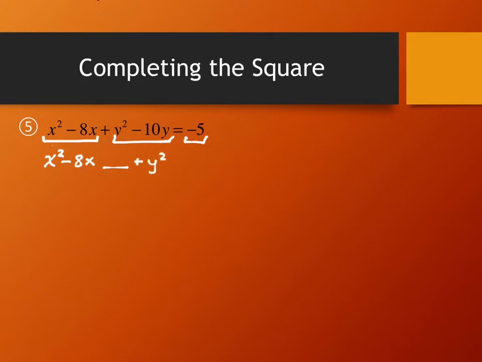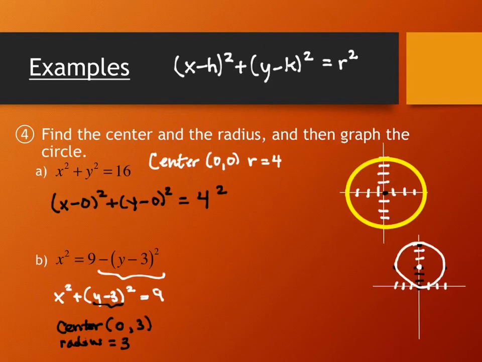And then I have y squared minus 10y. Again, I'm going to leave a blank spot. And I've got equals negative 5 on the right. Now, completing the square is the process by which we're able to take what we're given and find a perfect square number to go in each of those blanks that will create a quantity when we're done that will match our formula, basically.